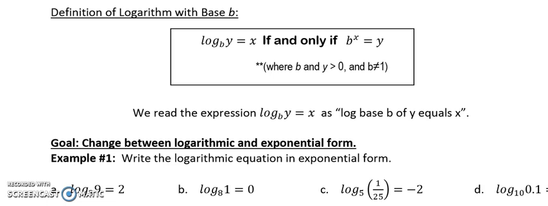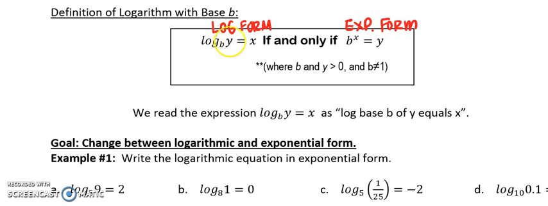So, definition of a logarithm with base b. This is what a logarithm looks like if and only if this is true. So we're going to go back and forth between these two. I call this log form, and I call this exponential form. And we're going to go back and forth between those.